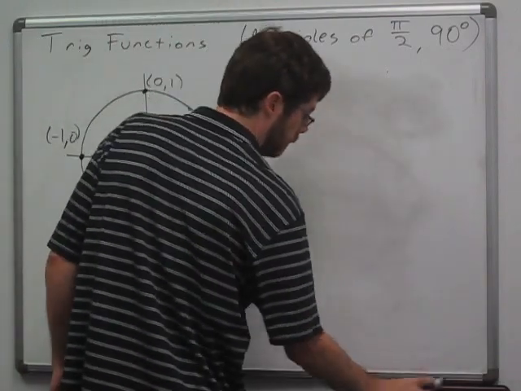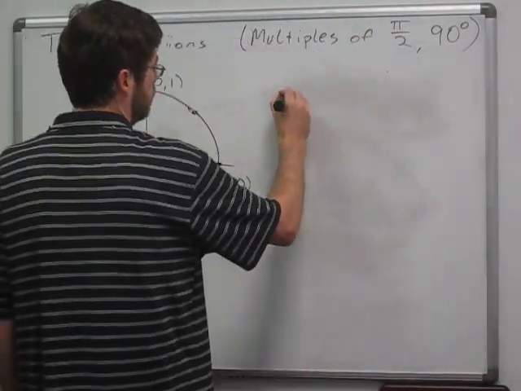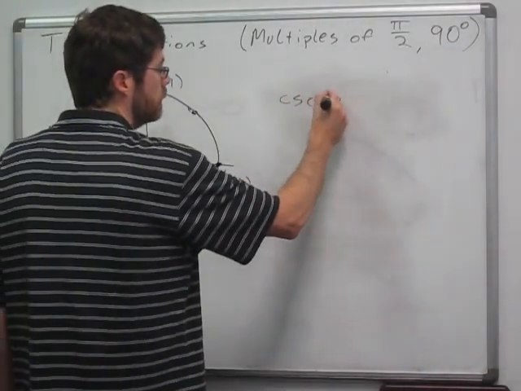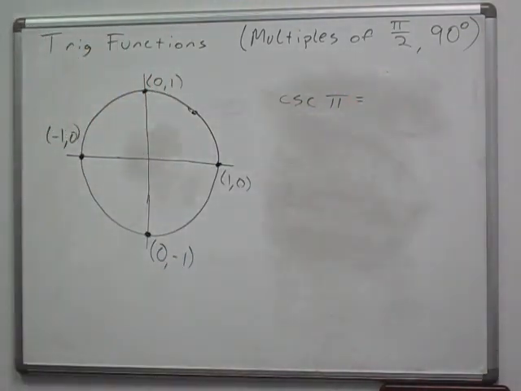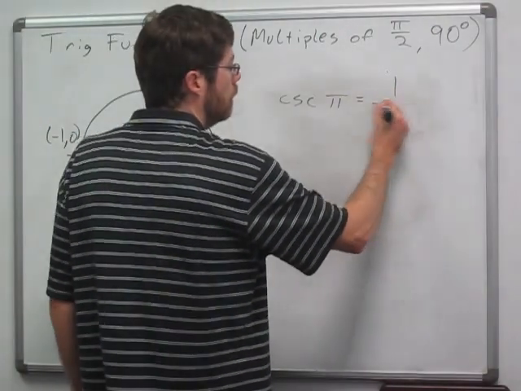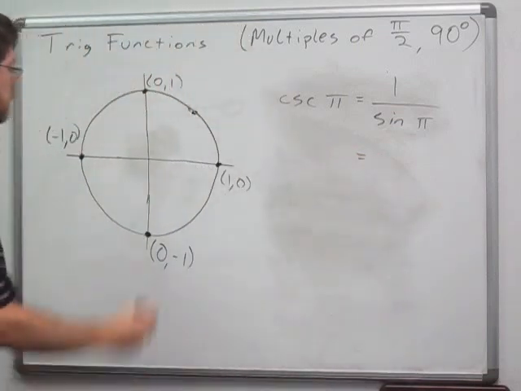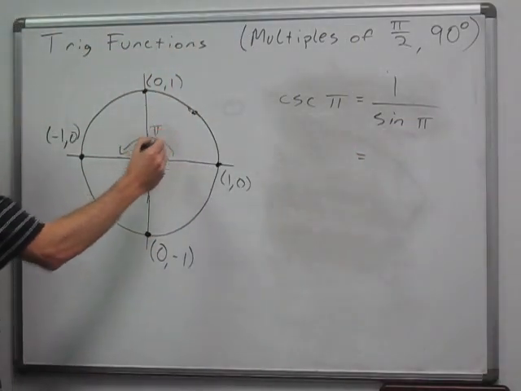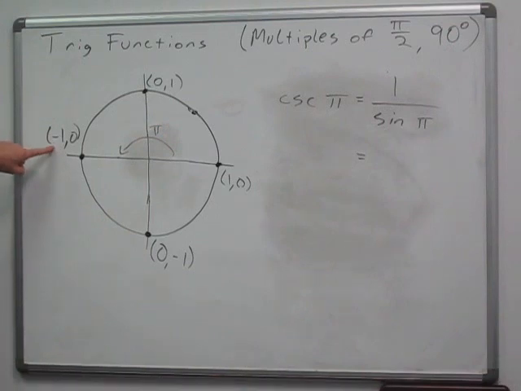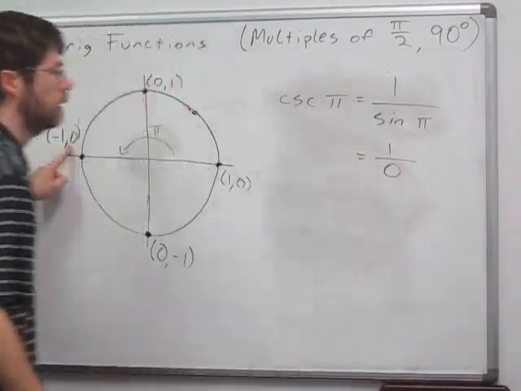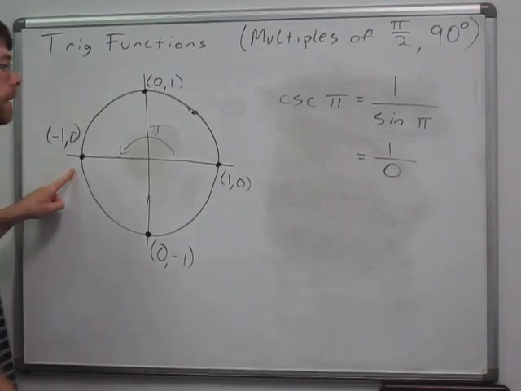Let's look at one more. Let's look at cosecant. Let's evaluate cosecant of pi. Cosecant of pi is 1 over the sine of pi. So here's a rotation of pi. It lands us at the point negative 1, 0. The y-coordinate there is 0, right? Sine of pi is 0 here. So the cosecant is undefined.